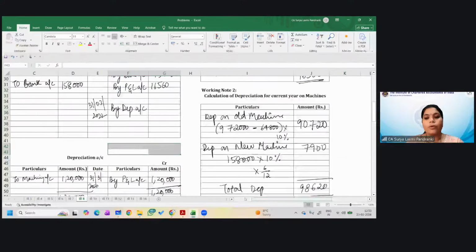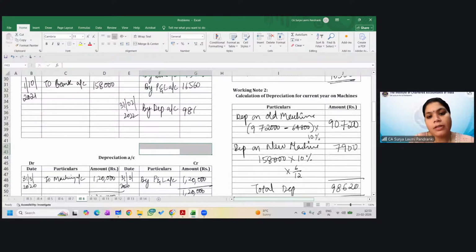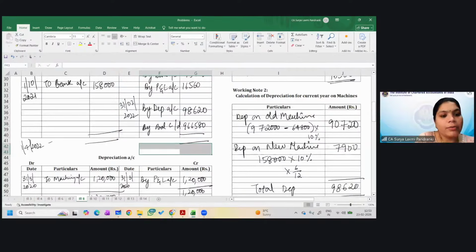So what is the depreciation you have to show here? 98,620. If this is done, then you will have to record what? By balance carried down. What is the balance carried down? 966,580. Okay. Did everyone get this answer? 966,580. On 1/4/2022, the balance brought down will be 966,580.